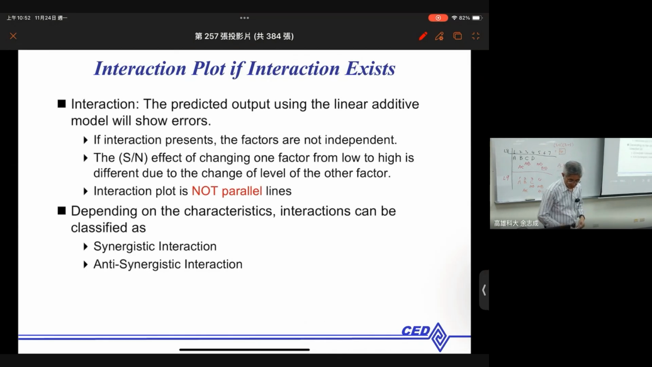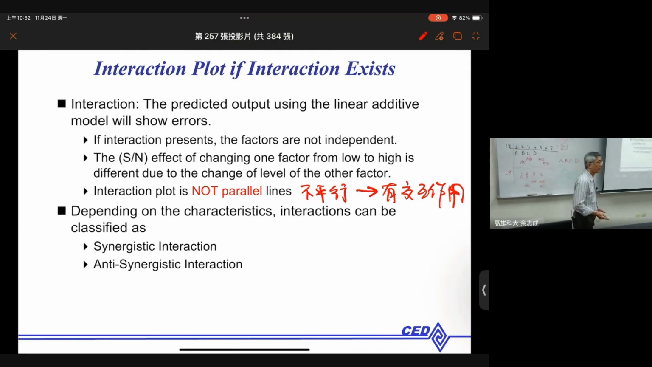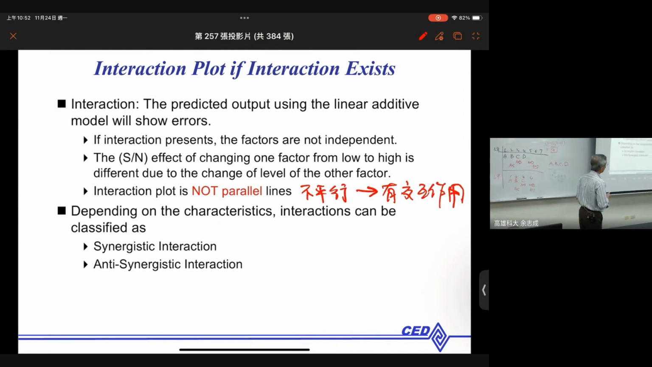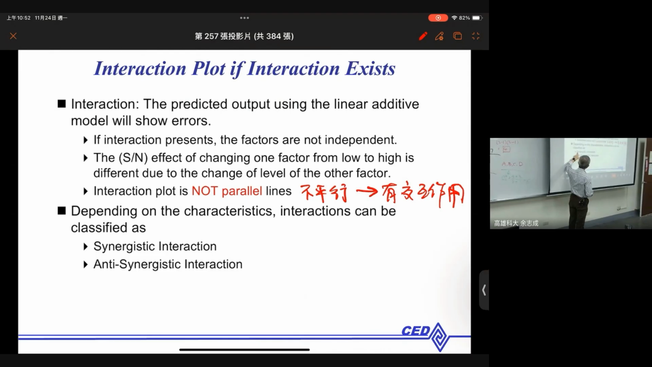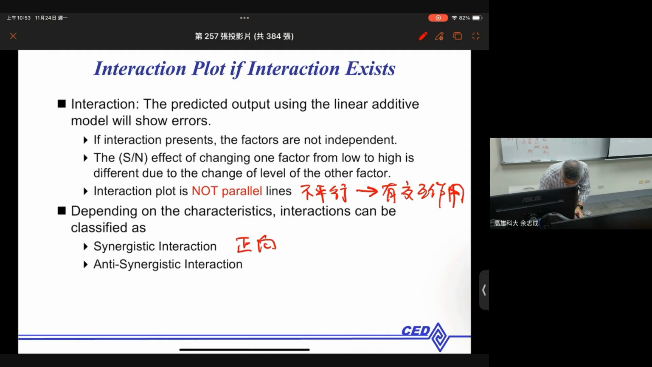Okay, so if there is interaction, what does your interaction plot look like? If there is interaction, then the lines will not be parallel. If they are not parallel, if there is interaction, then the additive model will be incorrect. Okay, and there are two types of interaction: synergistic and anti-synergistic.